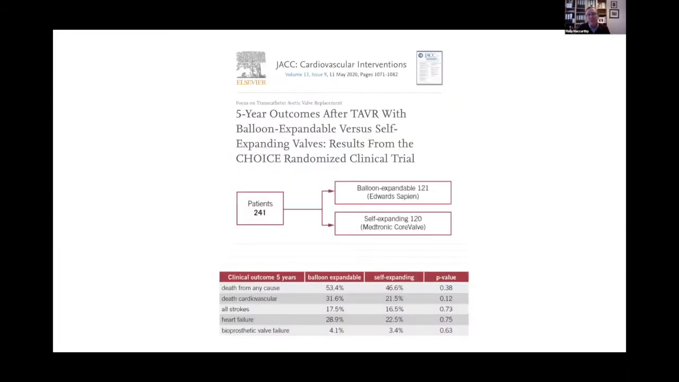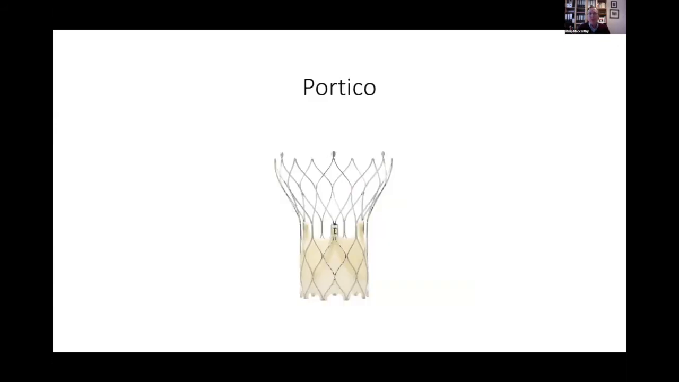Choice, the Choice study is an old study. This is 5-year outcomes, again published last year, but low numbers of patients and early iterations. So this was Sapien XT versus CoreValve. And again, conclusion was they were kind of the same. Now the Portico is a slightly newer kid on the block. It's cheaper, it's a simple valve, but it's certainly a useful addition to our armamentarium.